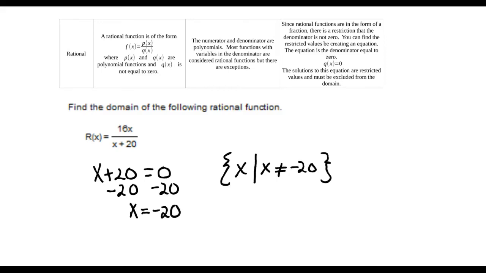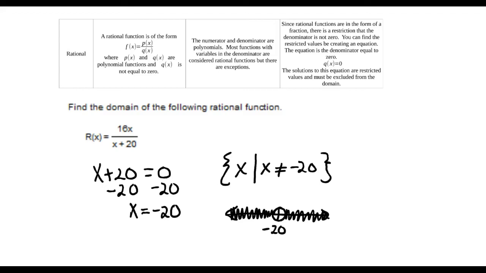We can also draw a picture of this with the real number line. We'll mark negative 20 on the number line, and we're going to mark it with an open circle to say that that value is excluded, and shade all the other values on the number line. So we've shaded all real numbers except for negative 20. We can use that graph to help us write the interval notation for the domain.